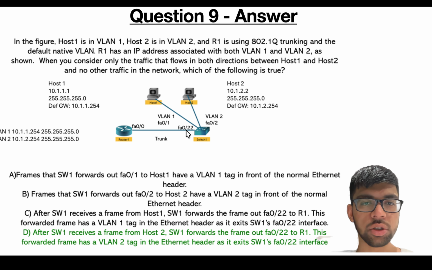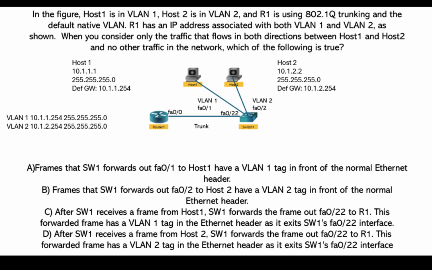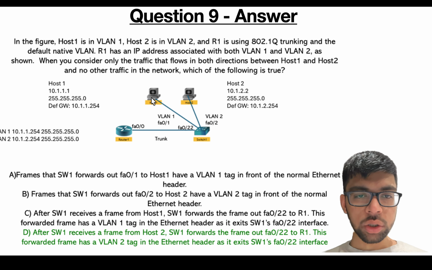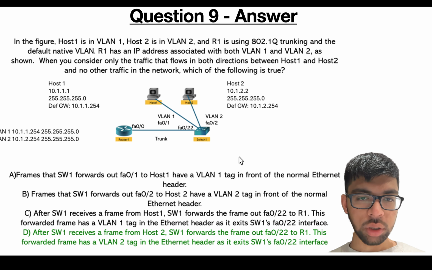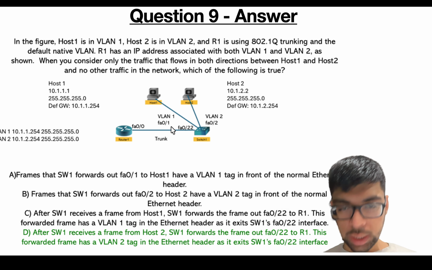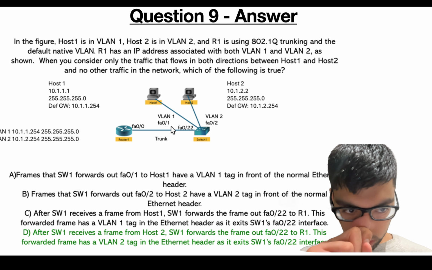So if you look here at this figure again, we look at the figure. Look, host 1, host 2, router 1, switch 1. Now the correct answer is that switch 1 receives a frame from host 2, switch 1 forwards the frame out of fast Ethernet 0/22. That forwarded frame will have a VLAN 2 tag in the Ethernet header as it exits switch 1's fast Ethernet 0/22 interface. Now, why can't it be the others as well?